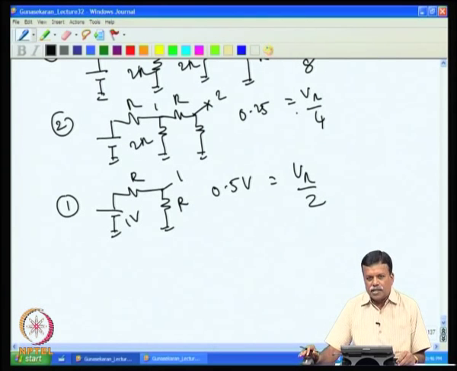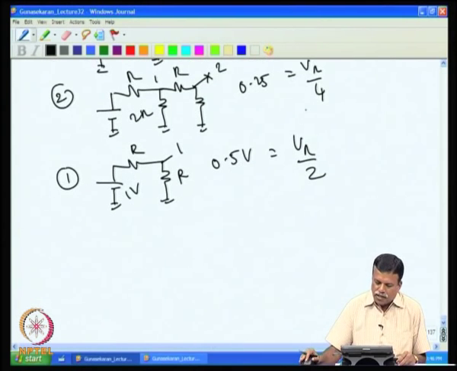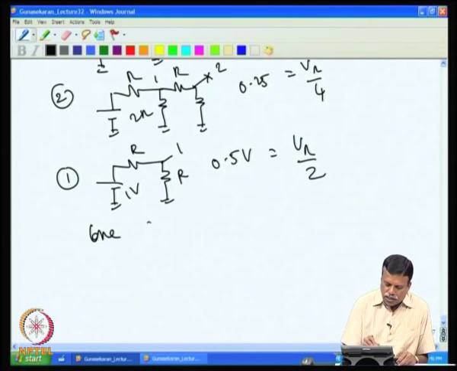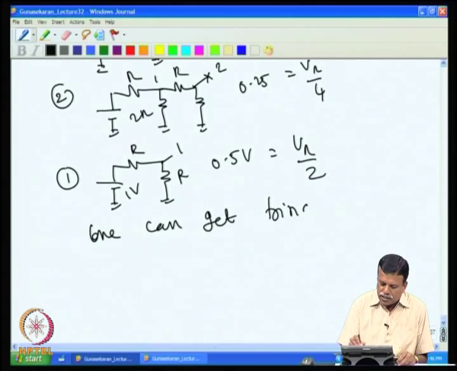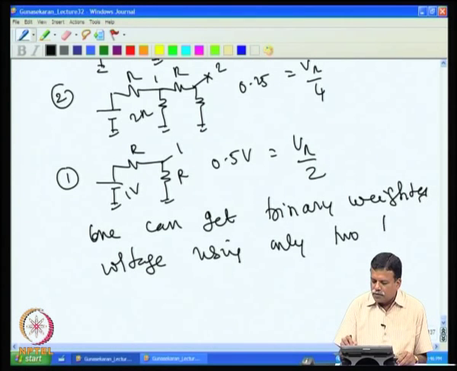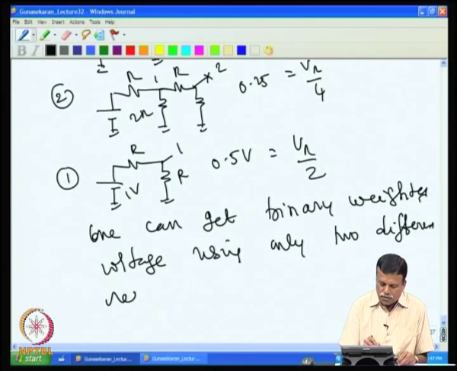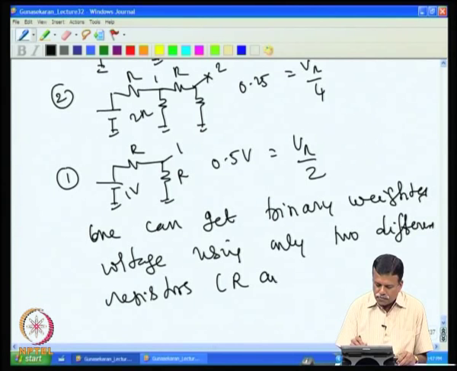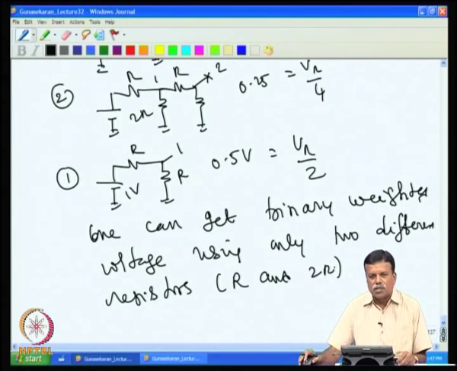So, without having too many binary weighted resistors, we are able to get binary divided voltage using only two different resistors, R and 2R. Of course, the accuracy here also has to be maintained to 2 power n bit, but nevertheless, we have only two different resistors rather than n different resistors. So, one can get a binary weighted voltage using only two different resistors, R and 2R. This is easier to fabricate with high accuracy. That is why this type of converter is very popular.